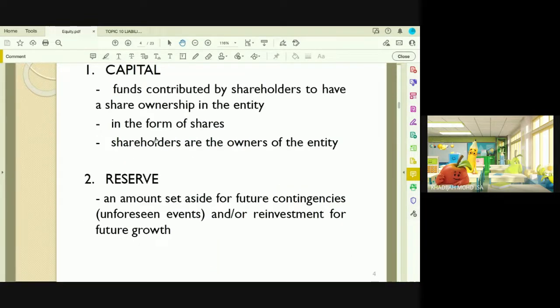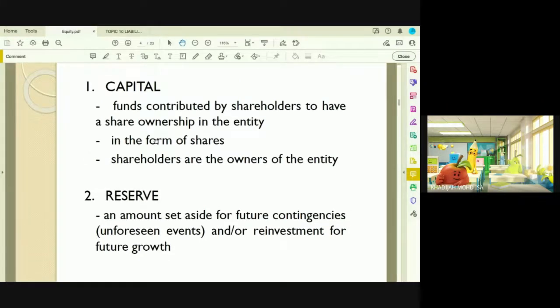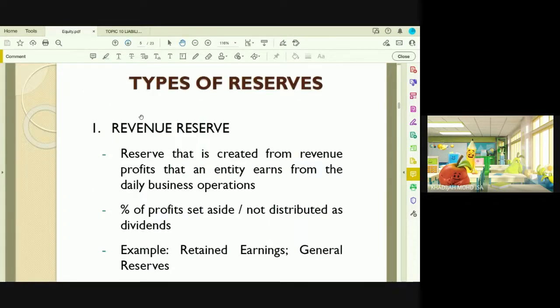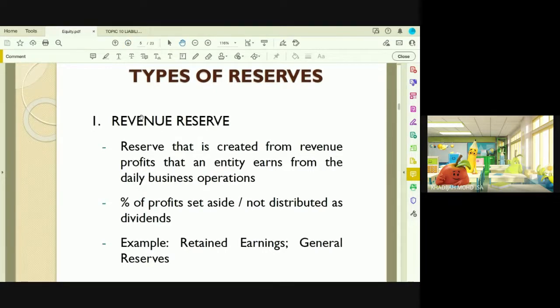And you also have the reserve, the amount put aside for future contingencies and or for investment for future growth. Sometimes when a company has profit, some of the profit will be kept in the form of reserve, so you do not distribute all your profit to the shareholders. The types of reserve here: we have the revenue reserve. This reserve is created from revenue profit that an entity earns from the daily business operation.